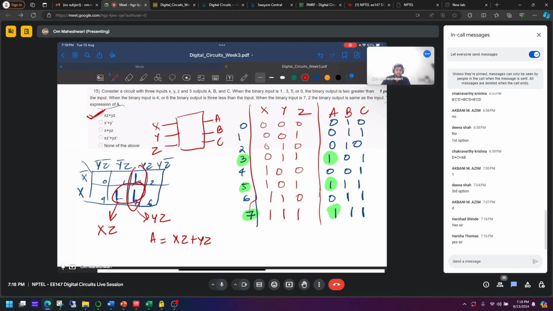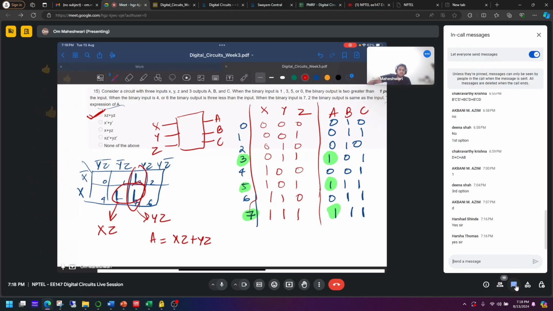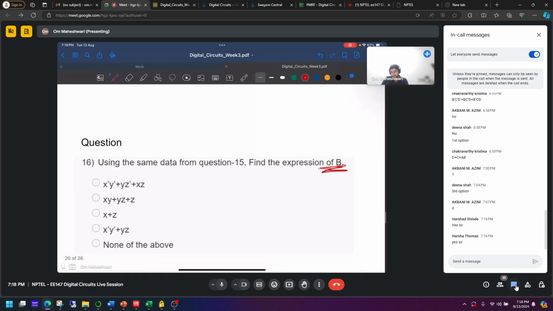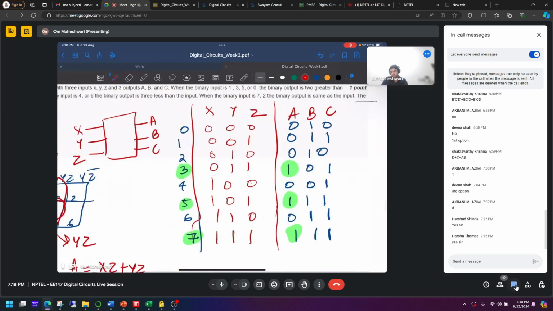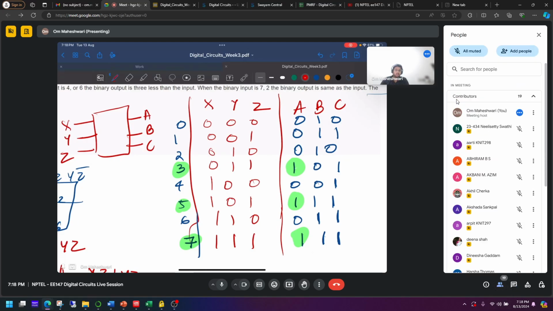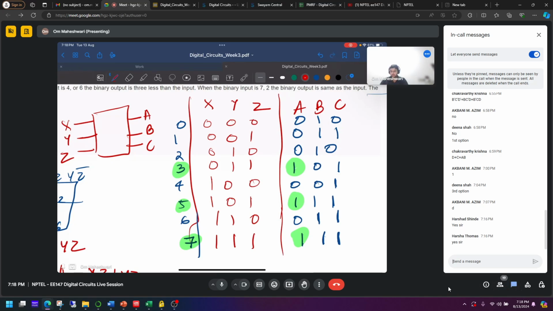Is this clear to all? Okay. So the next question is find the expression of B, and after that the question is find the expression of C. So I'll just open the table for you. You guys make the expressions for B and C yourself and let me know the answers. Arpit, do you have a question? No, sir. Okay, I'll just remove this color to avoid confusion.